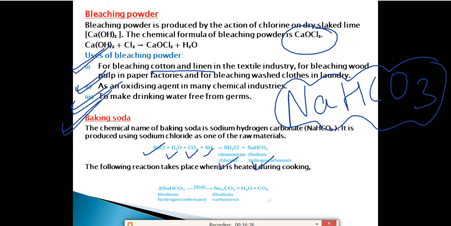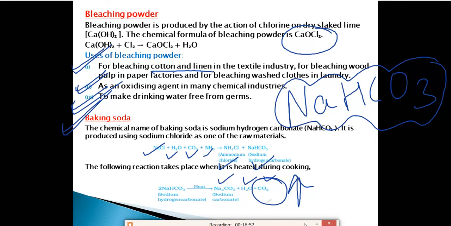So what happens when baking soda is heated? When we add baking soda in any food and we cook it, what will happen? Baking soda will decompose to give you sodium carbonate, water and carbon dioxide gas. The carbon dioxide gas which is released during the cooking process makes the cakes and breads soft and fluffy.